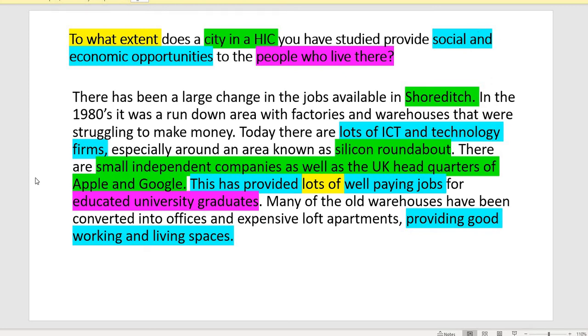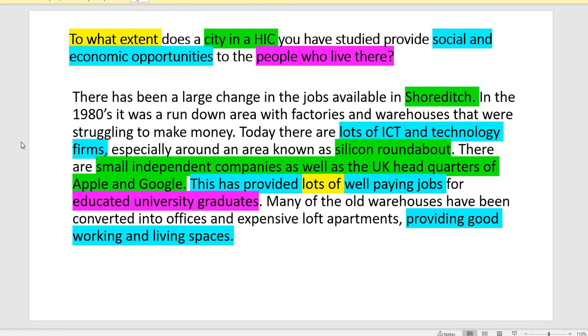Okay, so we have got the jobs for an economic opportunity. We've got jobs here again, economic opportunity, and we've got good living spaces. Okay, so a social opportunity. Okay, so again, in this paragraph, we're hitting lots and lots of these bits that the question wants us to. There's not quite so much extent because that's what we go on to in the next paragraph, where we look at the negatives. So this has very much looked at the positives.